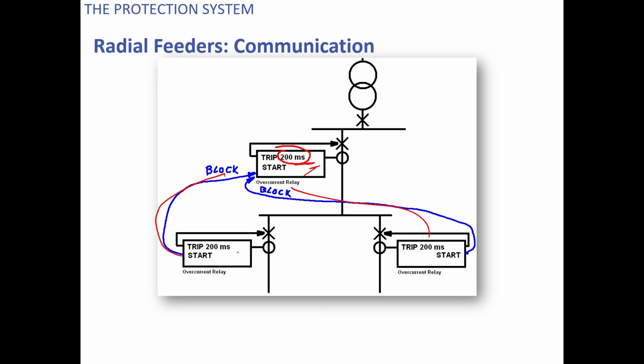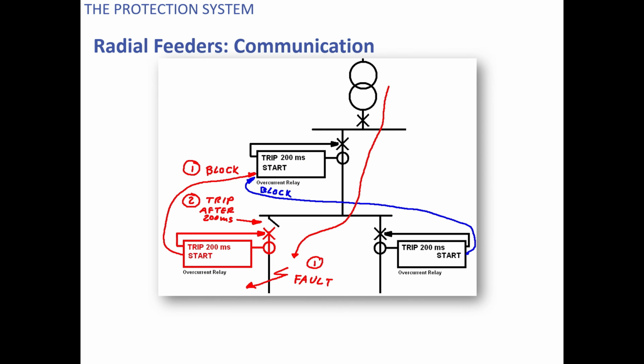So now whenever this relay sees a fault, it will send a blocking signal to this relay. Any one of these relays, the relay of feeder 1 or the relay of feeder 2, if it sees the fault, it will send a blocking signal to this relay, and this relay will not operate. But if this relay doesn't receive any blocking signal and its overcurrent protection has started, then in that case it will issue a trip command after 200 milliseconds.